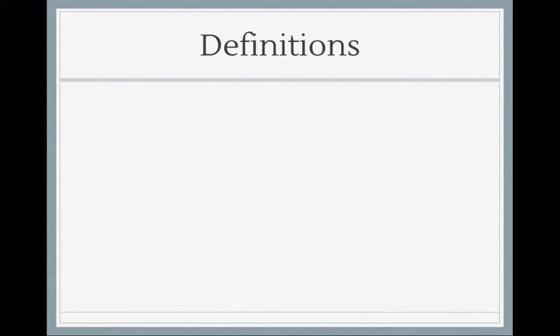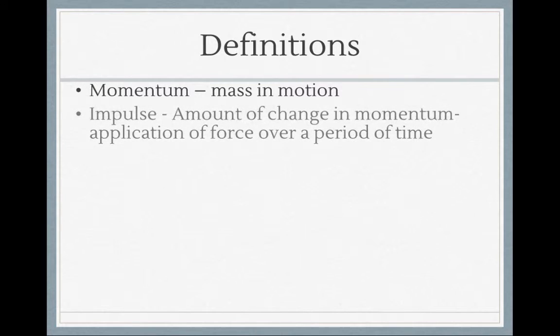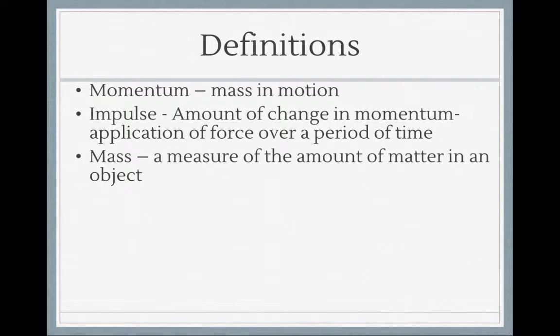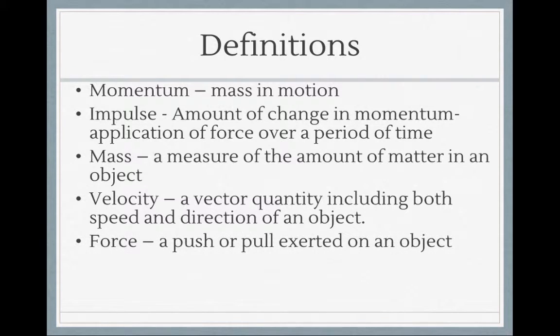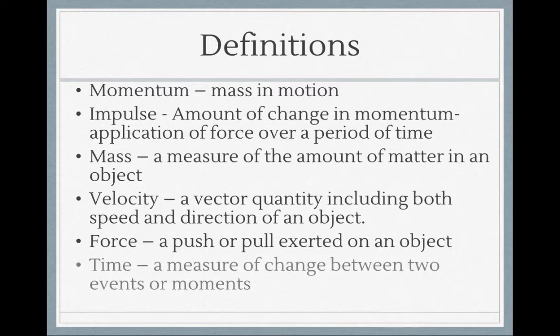So let's start with some definitions. Momentum is mass in motion. Impulse is the amount of change in momentum, the application of force over a period of time. Mass is a measure of the amount of matter in an object. Velocity is a vector quantity including both speed and direction of the object. Force is a push or a pull exerted on an object. Time is a measure of change between two events or moments.